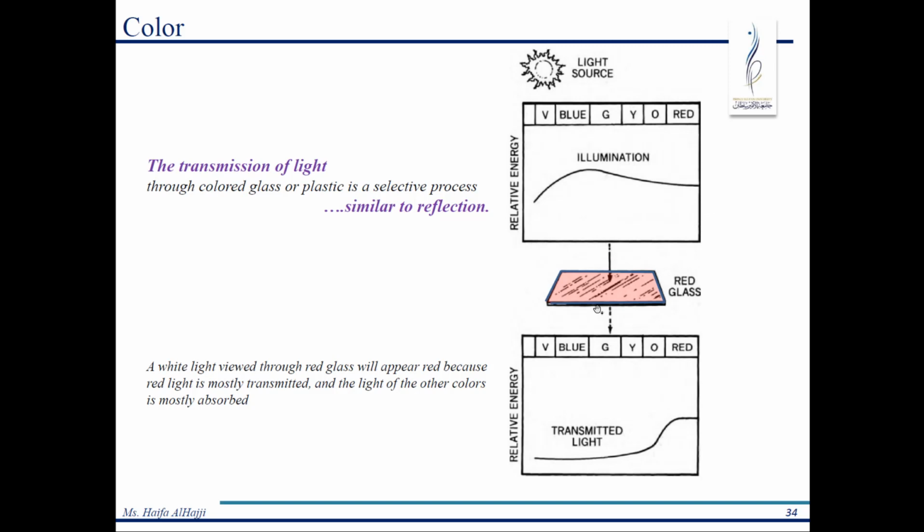And as we can see in this example here, this is a red glass. This is the illumination, the white light of the sun. It's going to transmit through the glass. Now the glass is going to absorb the other light and it's going to transmit majorly the red part, as we can see in here. This is the transmitted light.